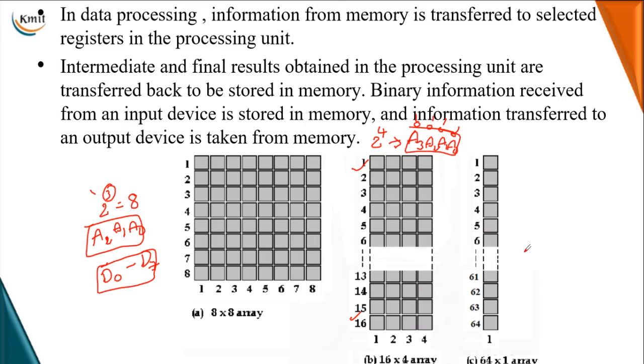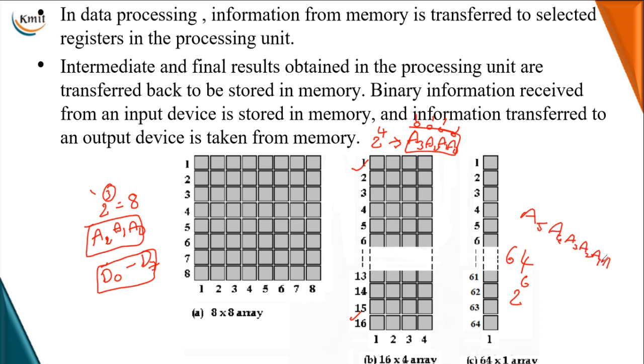Next, in the third example, I have a total of 64 locations. In order to select one of the memory locations, we require an address decoder of the order of 2 power 6, which requires a total of 6 address bits, starting with A5, A4, A3, A2, A1 and A0.